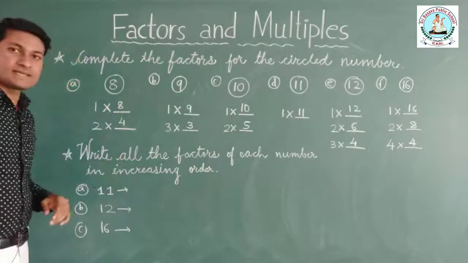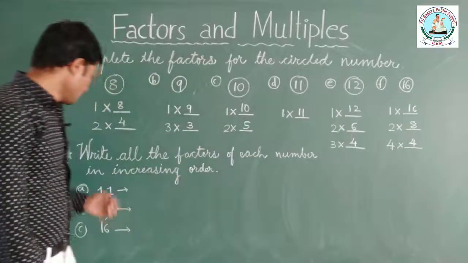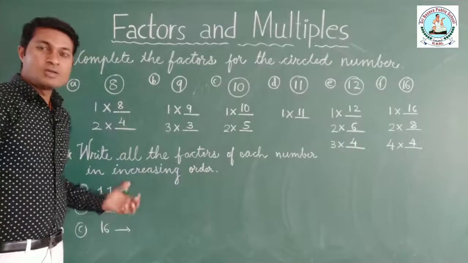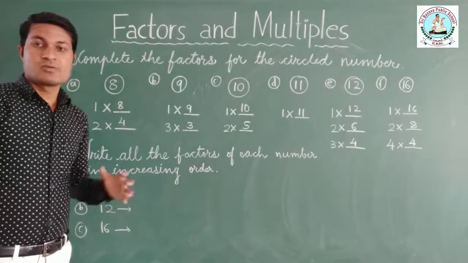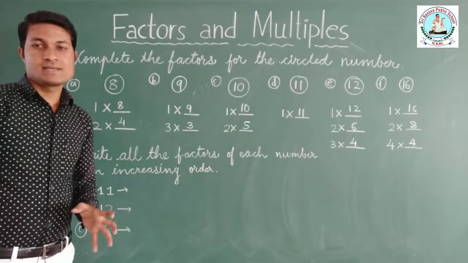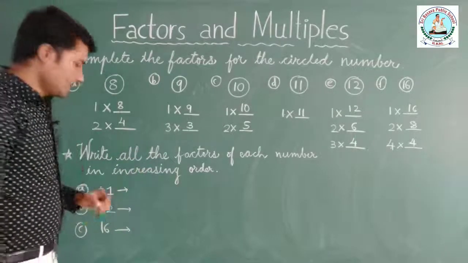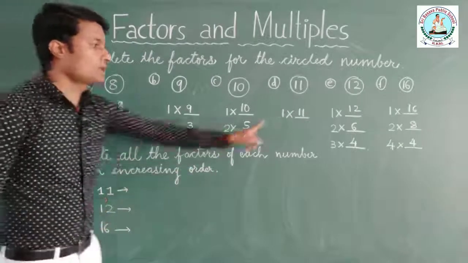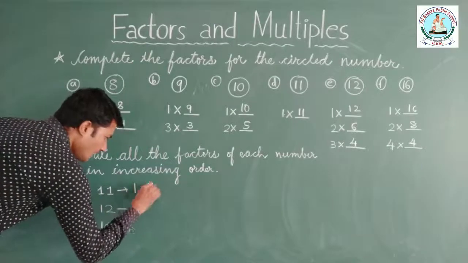Let's go for the second problem, that is, write all the factors of each number in increasing order. So you need to write down the factors of the given numbers in increasing order. So what do you mean by increasing order? Increasing order means the arrangement from the smaller value to the bigger value. So what are the factors of 11? The factors of 11 are here itself. So 1 and 11.